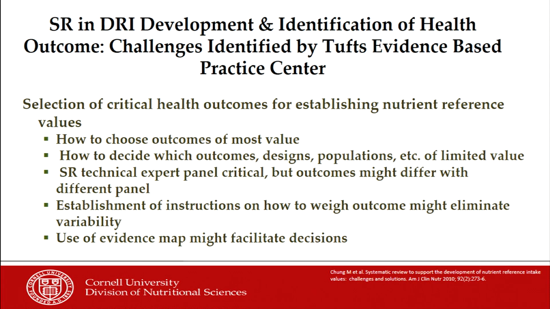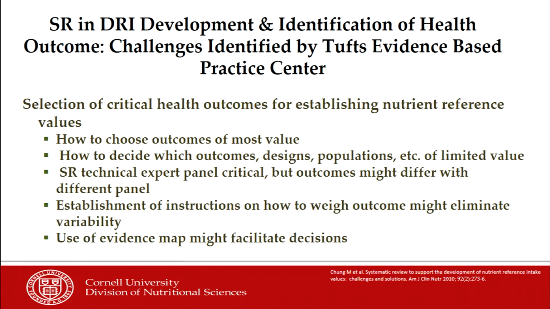Systematic reviews are done well when a technical expert panel is involved, and that's essential to the selection of outcomes. But the prioritization and the view of the outcomes might differ with different experts on the panel. And that's something that has yet to be fully addressed: how do you minimize those differences and thus reduce bias in the review of the evidence?